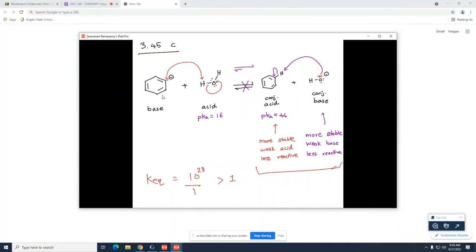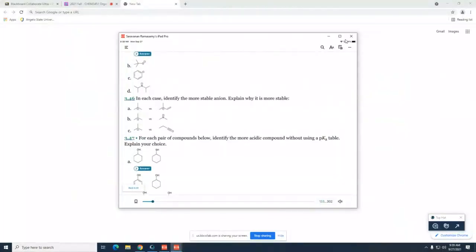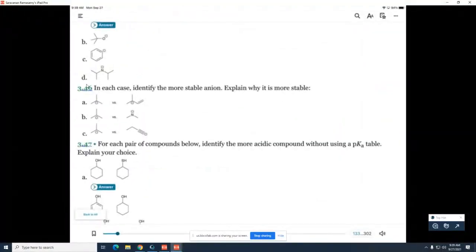Okay, so 3.46. What do you think for A? Which is the more stable anion, in other words, the weaker base? The one on the left or right? One on the right. Why? It's delocalized, right? The negative charge on this carbon, basically the carbon has a lone pair. They did not show that, but you should know there is a lone pair. That lone pair is allylic and is delocalized and more stable.